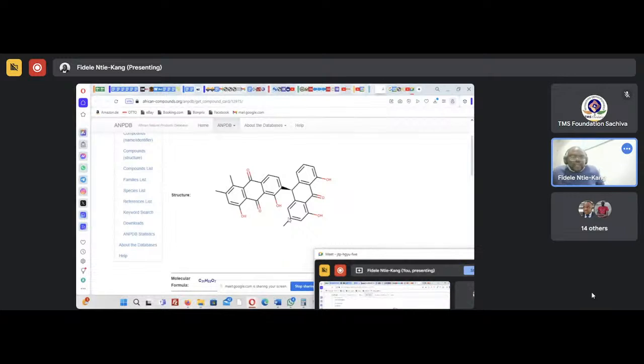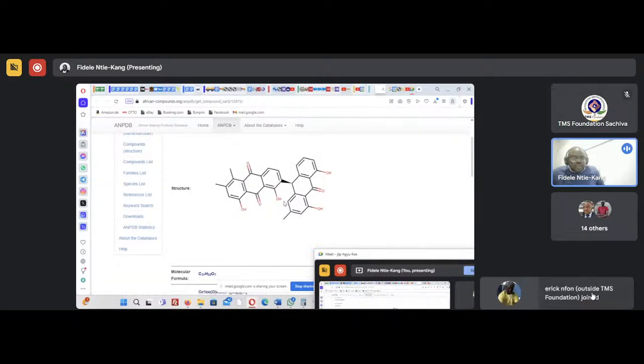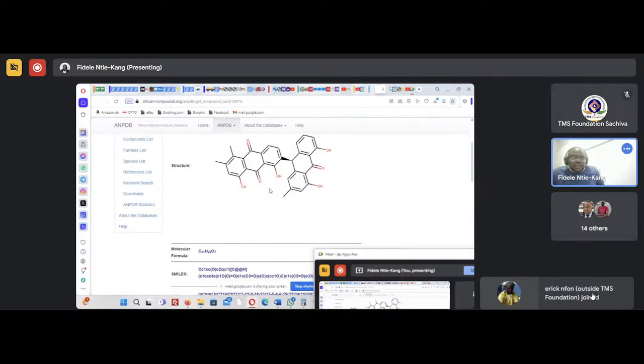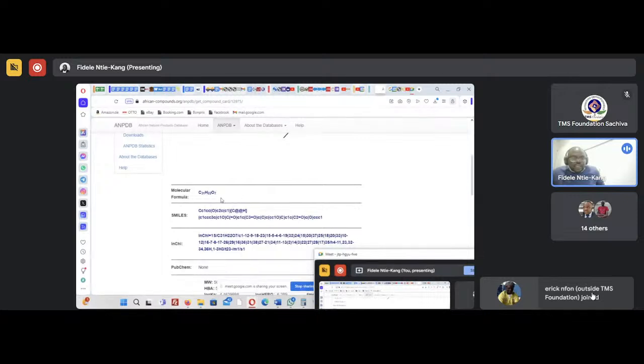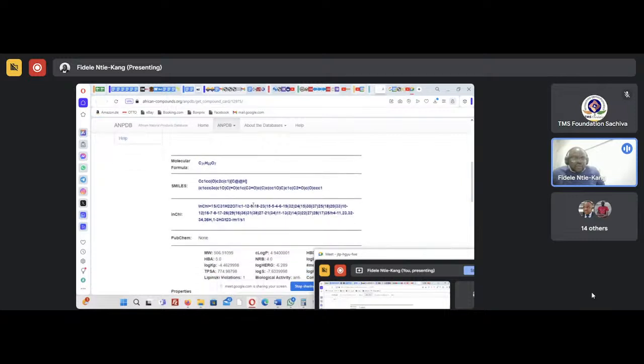This structure is a combination of an anthraquinone and something that looks like xanthone. So this is the molecular formula, and it has these SMILES here. I hope you know what SMILES are: a simple way of representing molecules, a simple molecular line entry for representing molecules. And this is the InChI here.